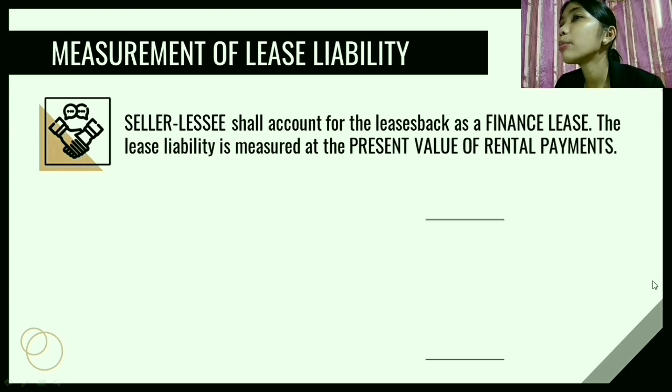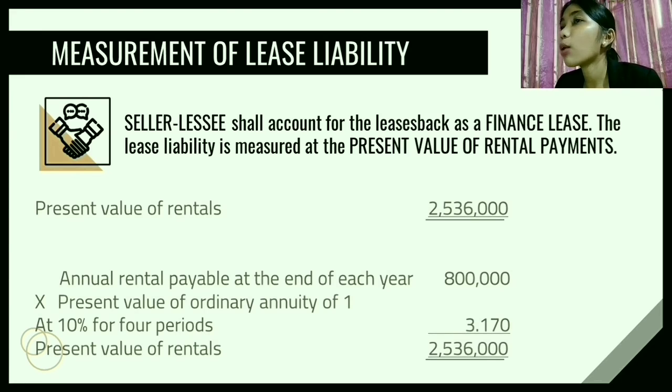So, dito sa ating example, sa ating pong problem kanina, paano po natin makukuha yung present value of rentals o yung ating lease liability? So, una muna is yung annual rental payable natin kanina at the end of each year na 800,000 pesos. I-multiply po natin siya sa present value of ordinary annuity of 1 at 10% for 4 periods, which is 3.17. Makukuha po natin yung present value of rentals, which is 2,536,000 pesos. So, yun po yung ating lease liability.